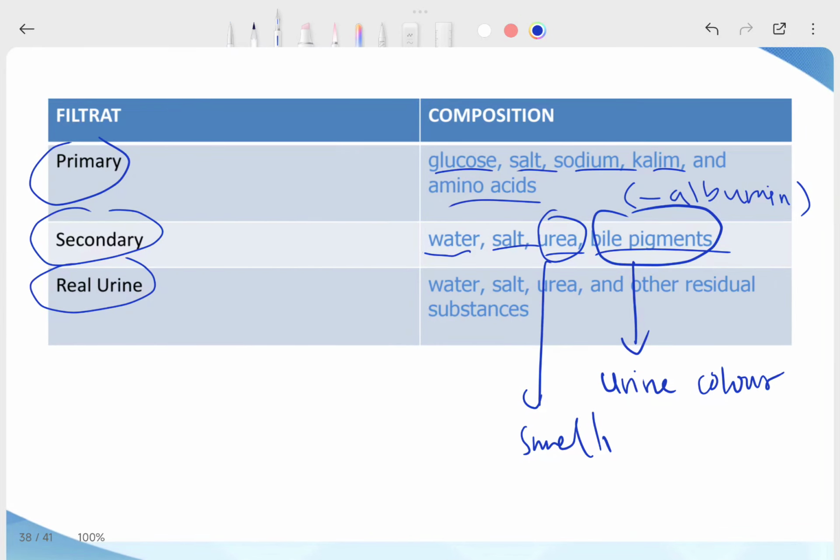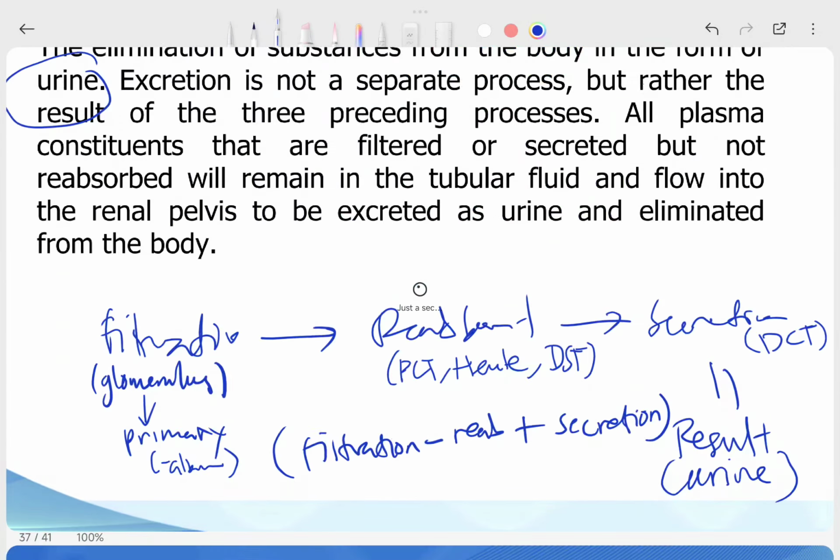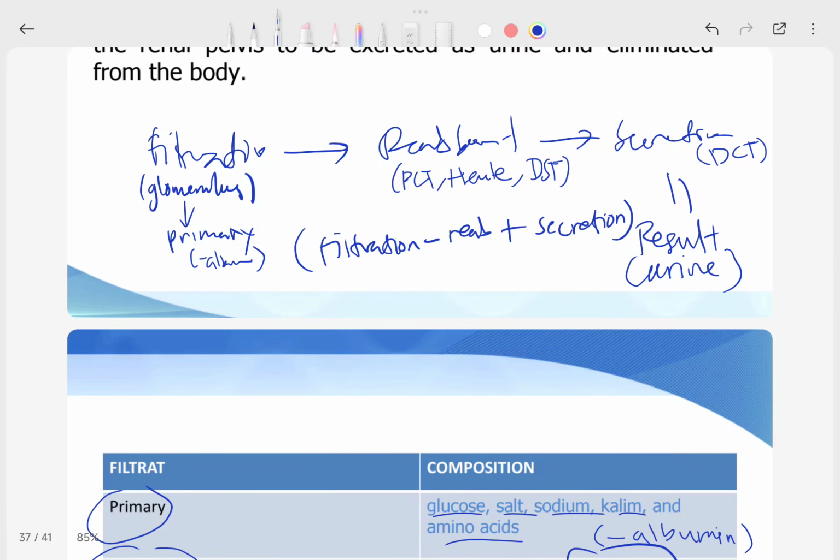Urea is not the one that gives the smell. Sorry. Urea is just urea, okay? The one that gives the smell of urine is ammonia. And then the excretion is located in the urethra. It will just contain the final urine.